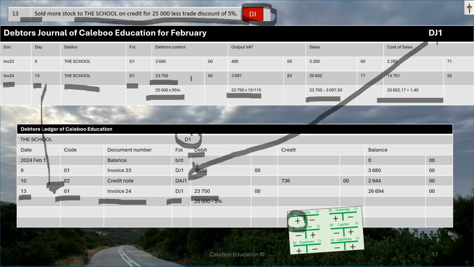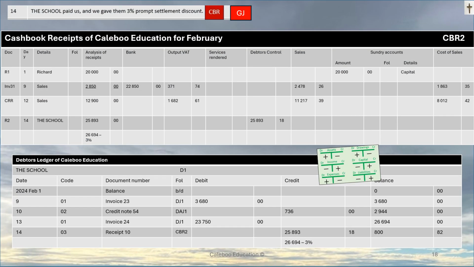And now what the school owes us goes from 2,944 plus 23,750 to 26,694. So as a result of another credit sale, the school owes us more, 26,694. On the 14th, the school paid us, and we gave them a 3% prompt settlement discount.